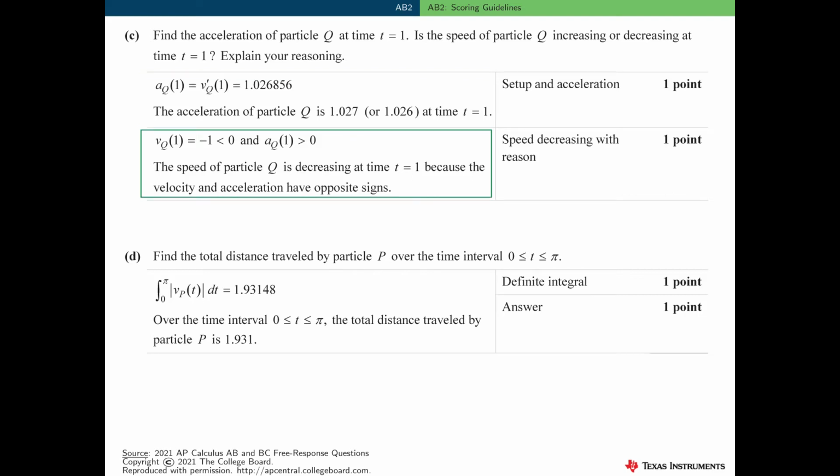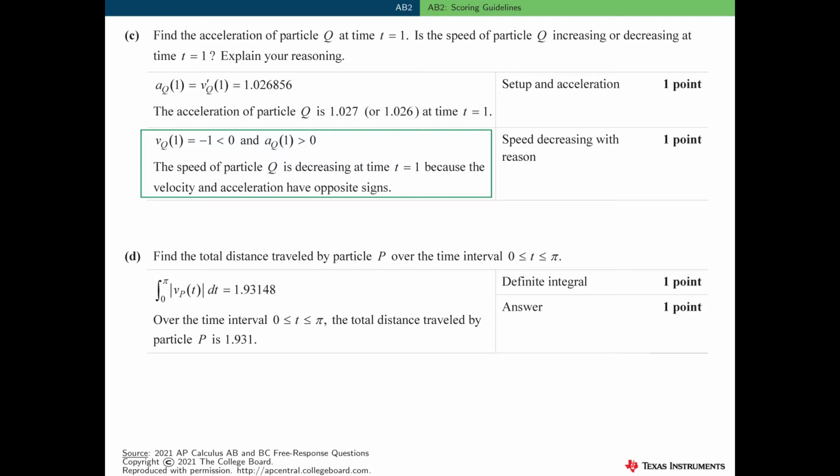The second point is earned for reporting that the speed is decreasing with a sufficient reason. Now, the response does not need to present a value for v sub q of 1. The sign is sufficient. To earn the second point, a response must compare the signs of a sub q and v sub q at t equal 1. It's not sufficient for the student to consider only one sign.